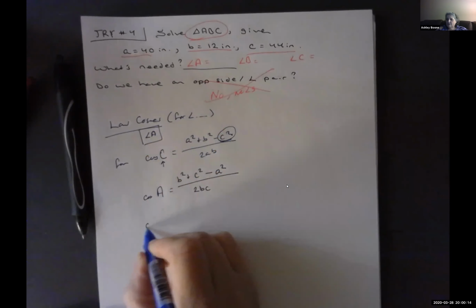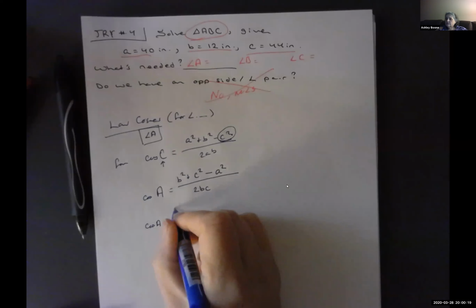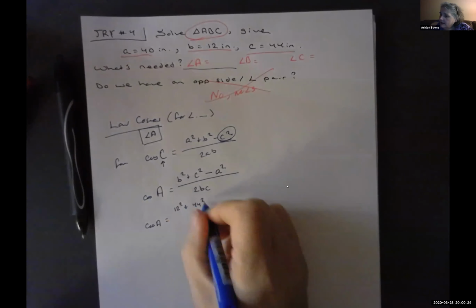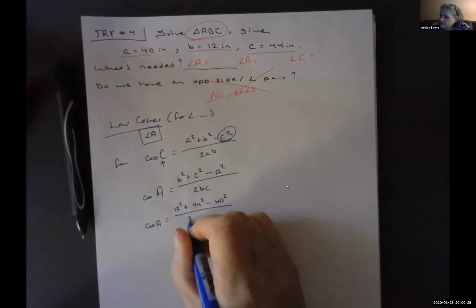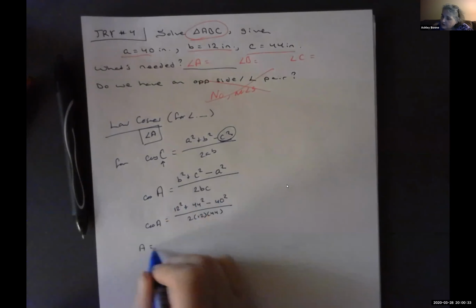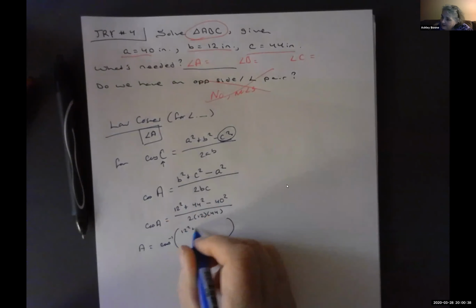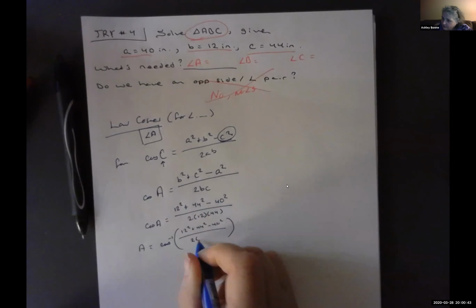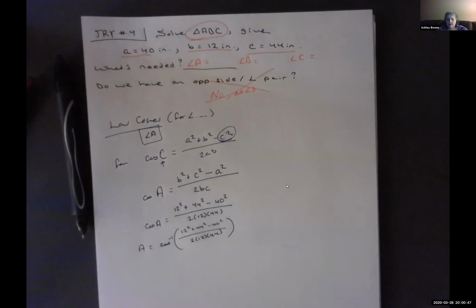So this means we have cosine of A is equal to, my B was 12, my C was 44, A was 40, over 2 times 12 times 44. So A is equal to the inverse cosine of that big old fraction. Again, you can simplify that fraction first and then take the inverse cosine of your answer, or you can just type this whole big old mess in.